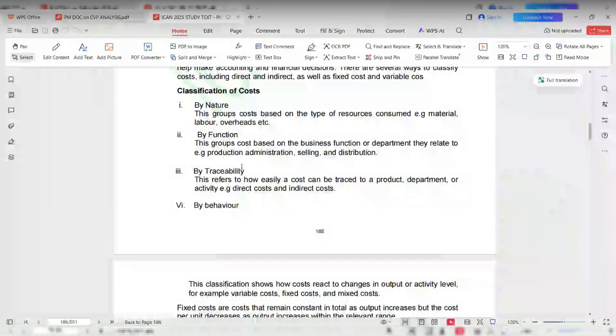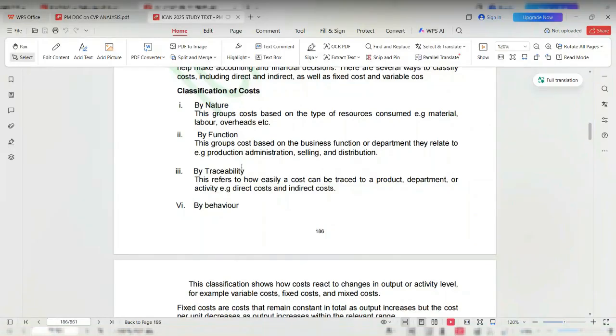direct cost. They are the costs that can be directly traced to a particular cost center or cost unit. That is direct cost. We can trace it that, okay, the department that incurred this cost is this department. The product that incurred this cost is this product. This particular product incurred this cost.